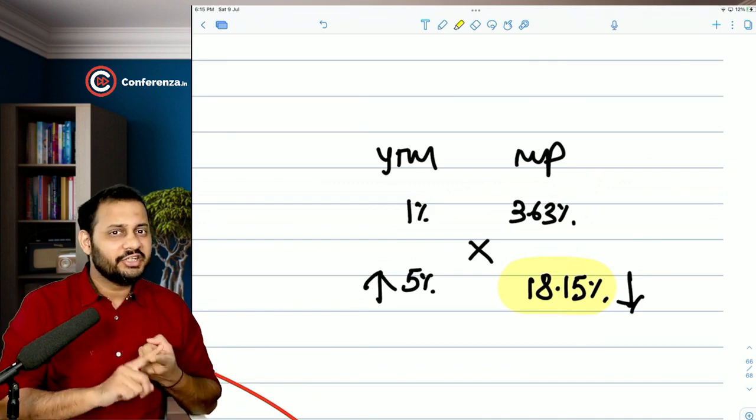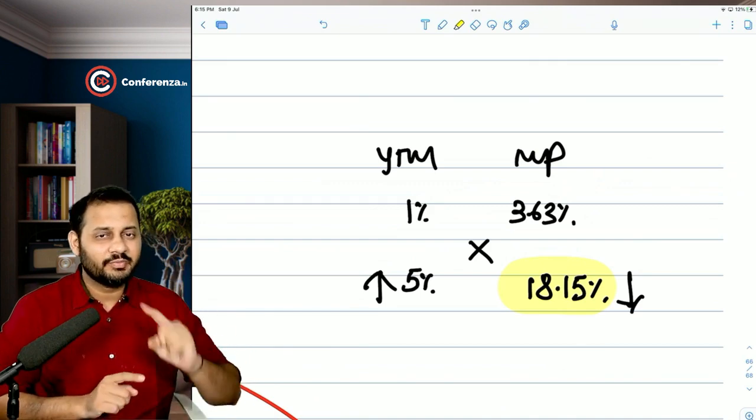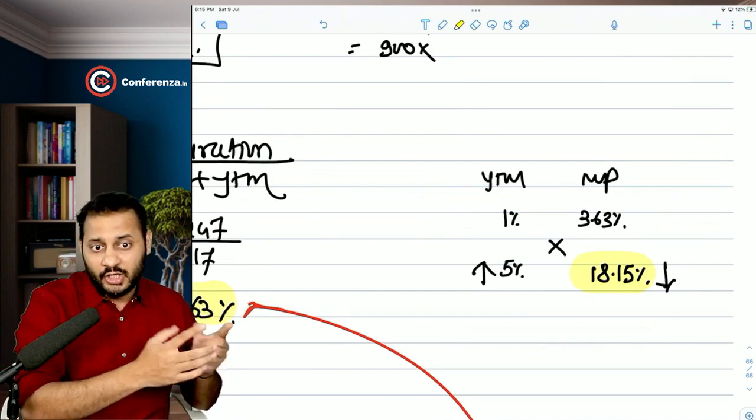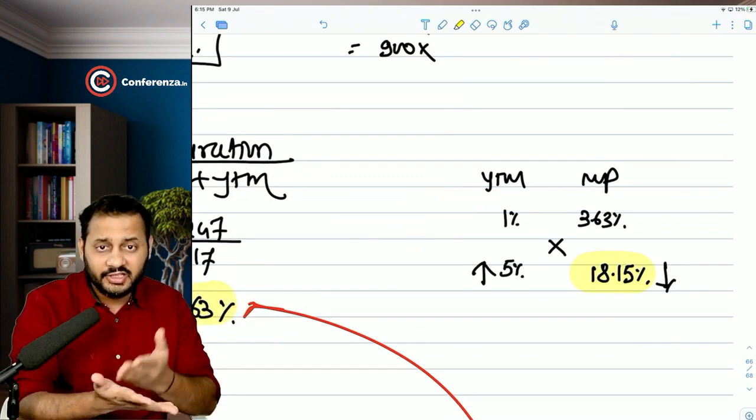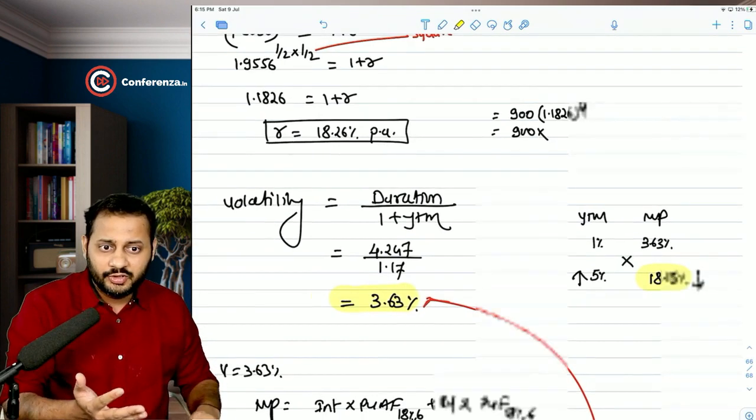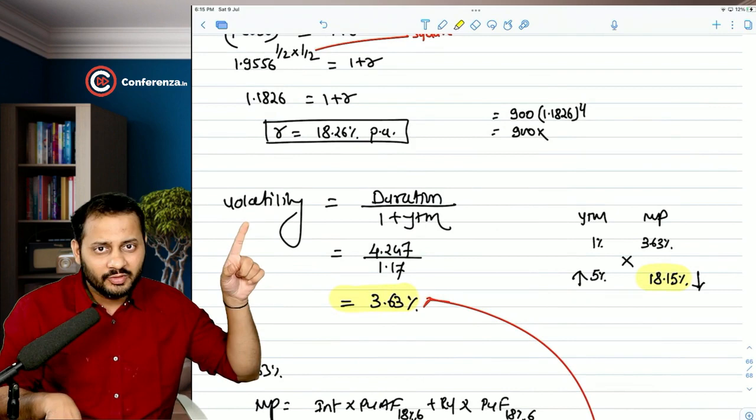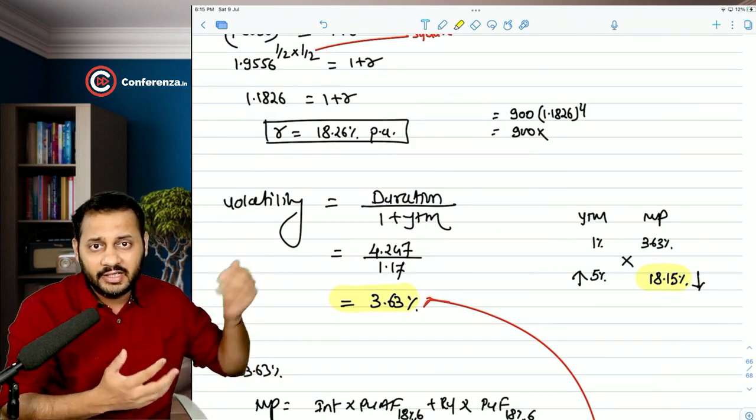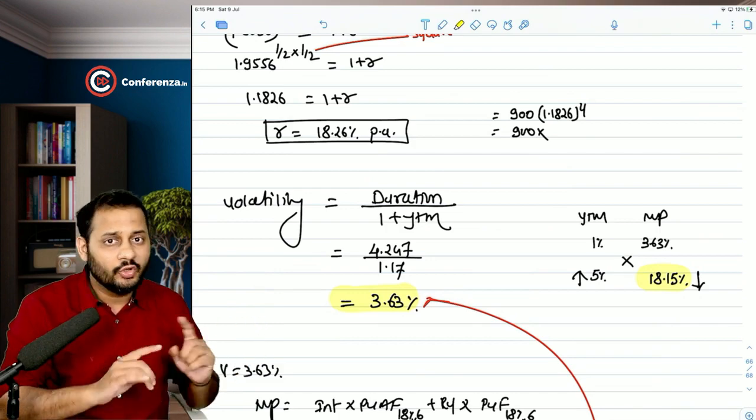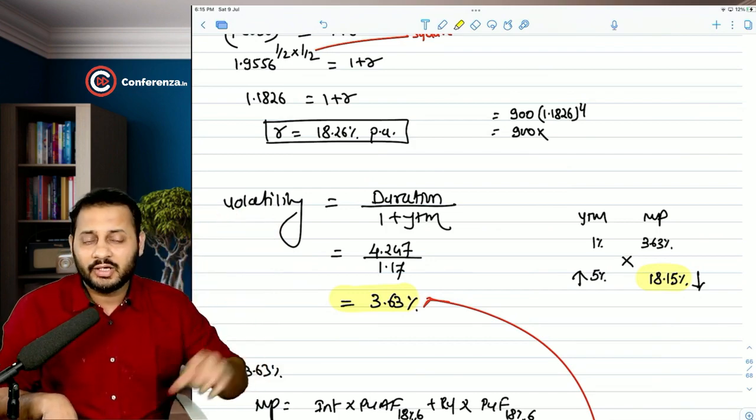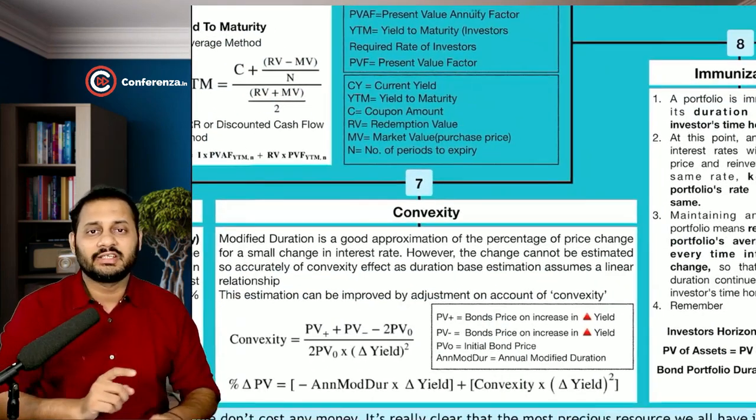Now you tell me one thing. The real change in the market price is only 16%, but volatility now is giving you the wrong answer. 16 and 18 is too much of a difference. So will you rely on the answers by volatility if the change in the YTM is higher, like let's say 5%, 6%? No, at that time volatility cannot be relied upon, and that's exactly what convexity says.